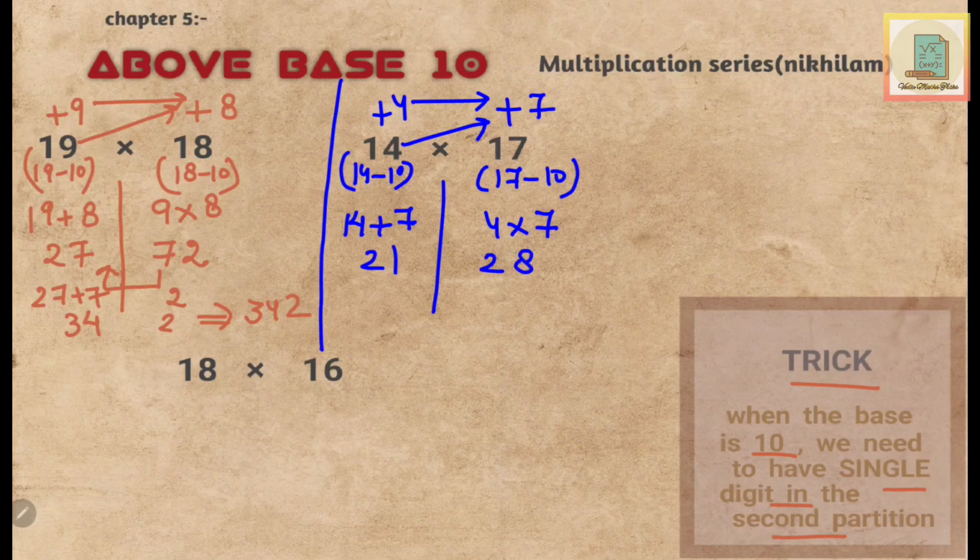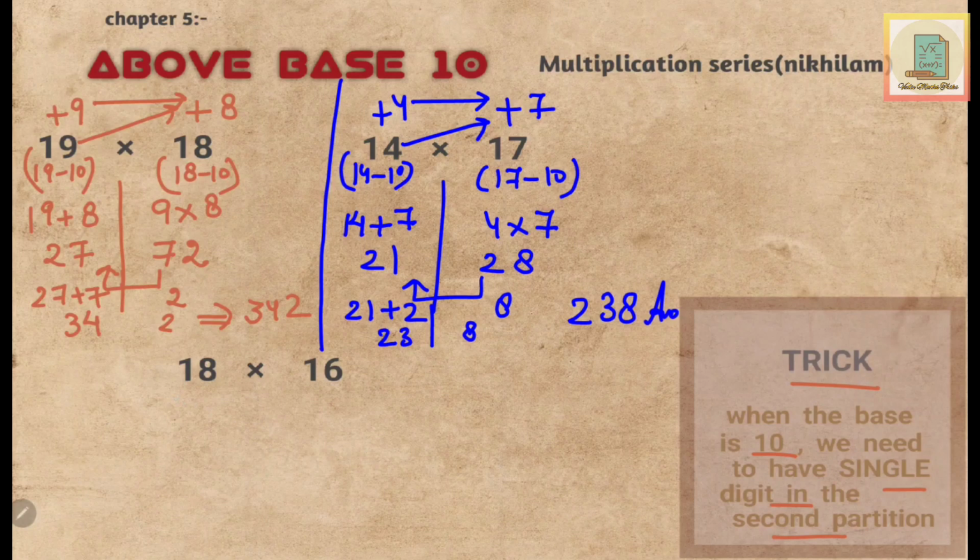Now since we need one digit in the second partition, so this 2 will go and add up over here. So 21 plus 2, and here in the second partition we get 8. So 23 and 8. So the final answer is 238.